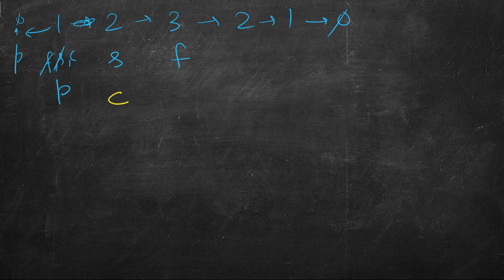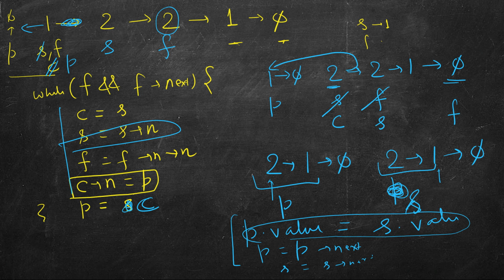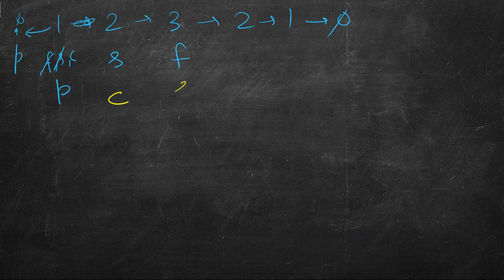So current is 2 now. And then what we do? Slow and fast we increment. So slow, fast.